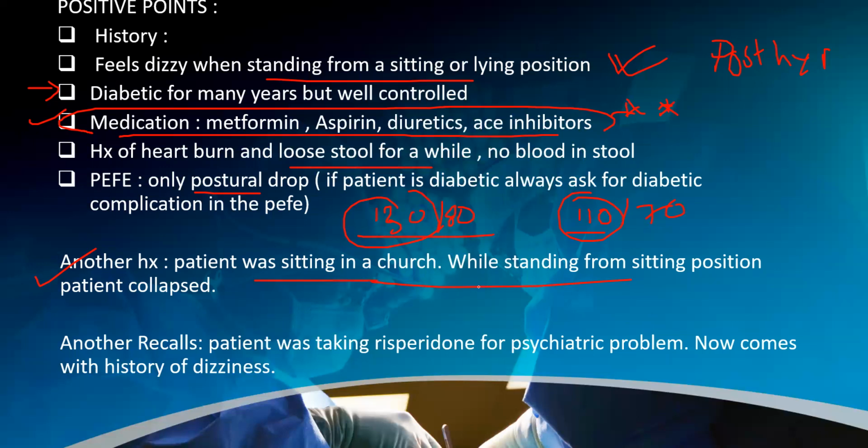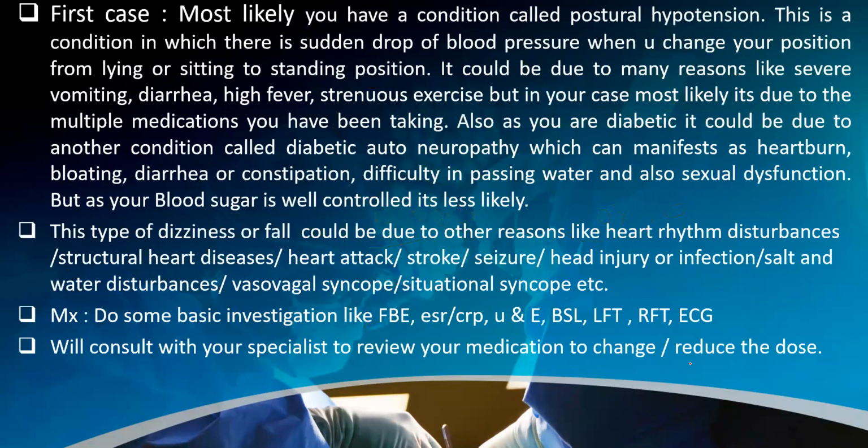The exact same thing can happen in vasovagal syncope, but in a different way. In that case, they will say the patient was standing in the queue for a long time and then suddenly collapsed. Prolonged standing can stimulate the vagus nerve and cause syncope, and that becomes vasovagal syncope. That's why history is so important to find out what exactly happened, okay? Another question can be like the patient is a schizophrenic patient and recently they have started risperidone and now the patient comes with dizziness or lightheadedness, okay? So a lot of things can come in the exam.